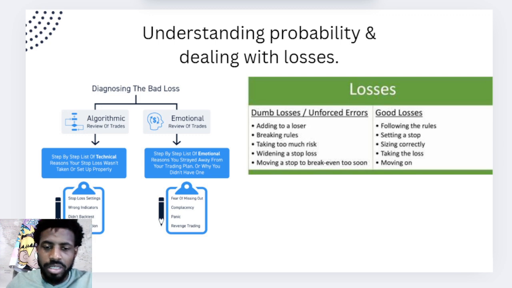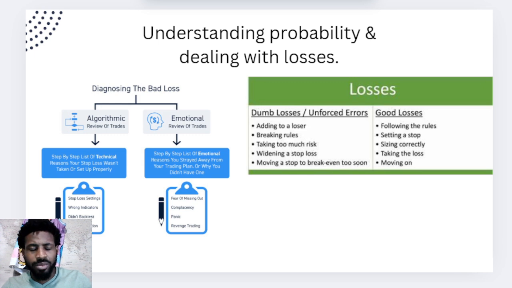That's why whatever you set your stop loss at, keep it there, unless you want to move it closer to your profit target, okay? Then moving the stop to break even too soon. A lot of people move the stop to break even way too soon because of fear of losing a profit could be one.